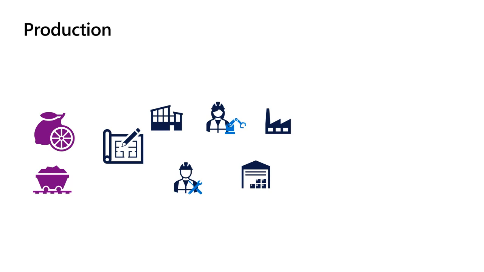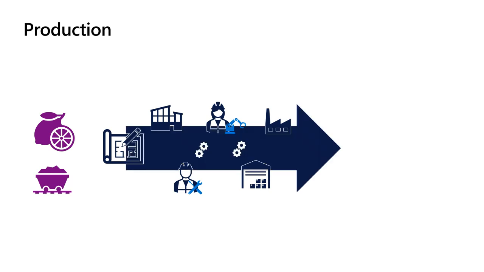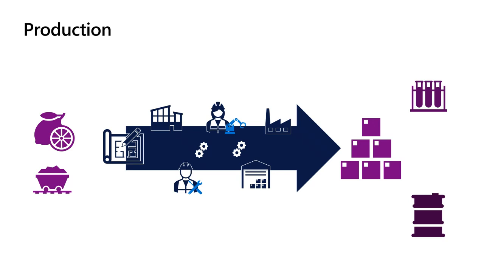Once these items have been defined, now we can set up the route. This is the series of operations that need to be executed in order to make the finished product. And finally, once the resources have been consumed and the route completed, you'll be left with your finished good, co-products, and byproducts being added into your inventory.